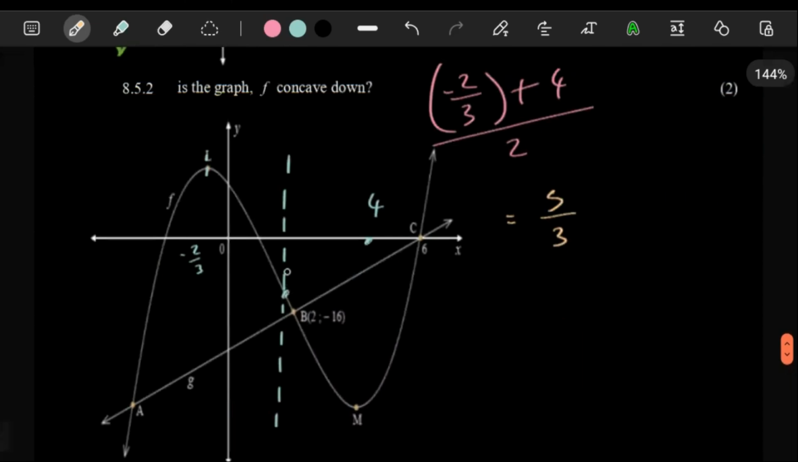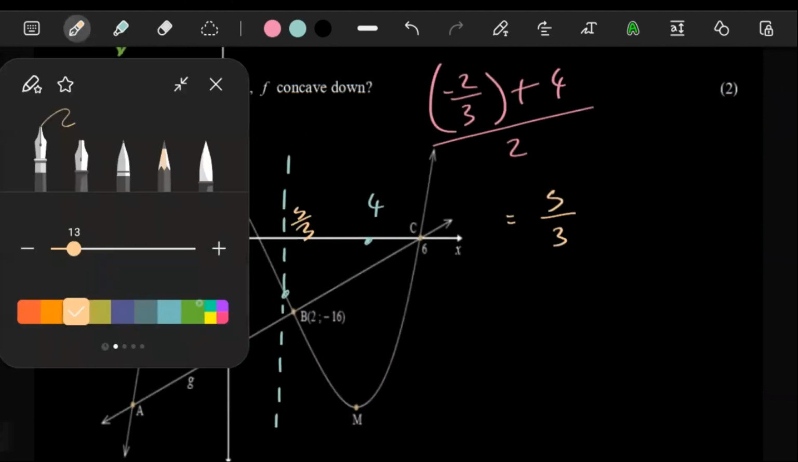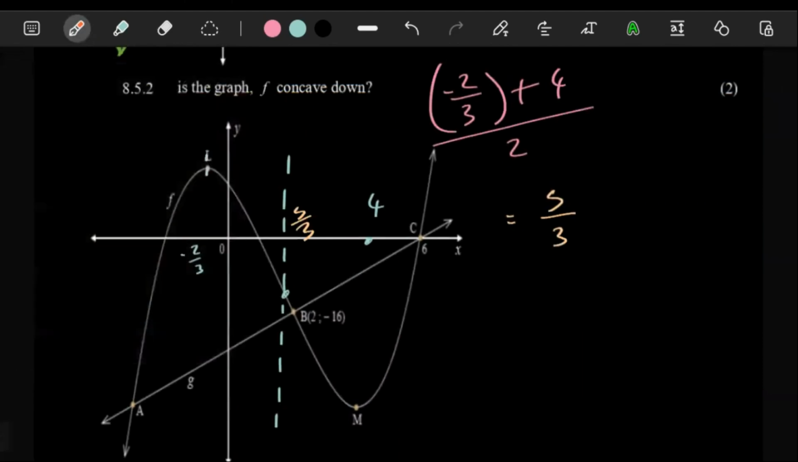So the x value here is 5/3, right? If you're going to work out where a graph is concave up or down, you have to remember that on one side of your point of inflection, the side that's frowning is the side that's concave down. And the side that's smiling is the side that's concave up.